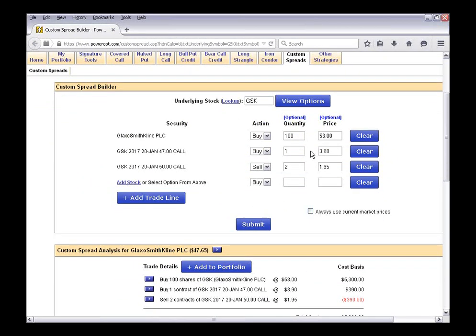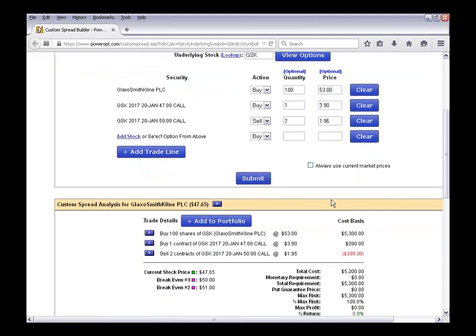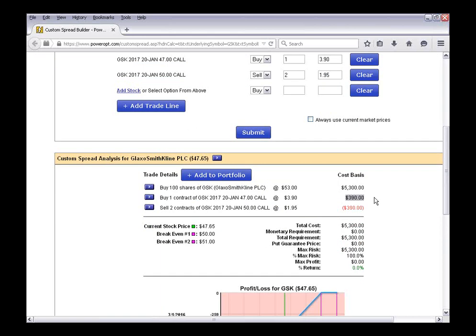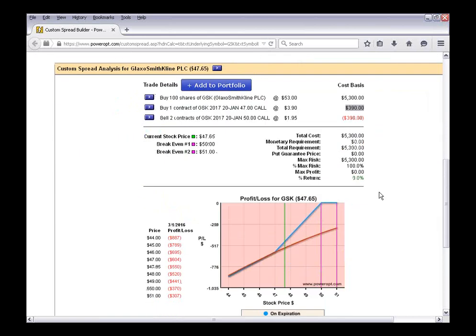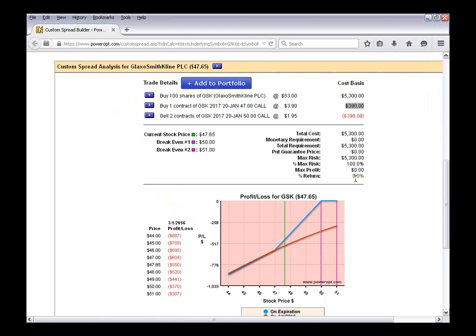All right, so we could buy one contract of our 47 call for January 2017 at $3.90 and sell two at $1.95. So it's going to give us a little bit of credit on this position, or roughly none. All right, we're not going to include commissions here, but this is just sort of a wash. But again, it's a 0% gain. In other words, it's right at break even if the stock's trading at 50, but that's all the way at 2017 expiration.